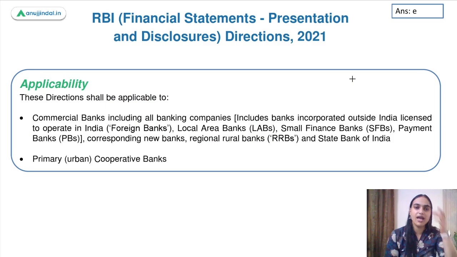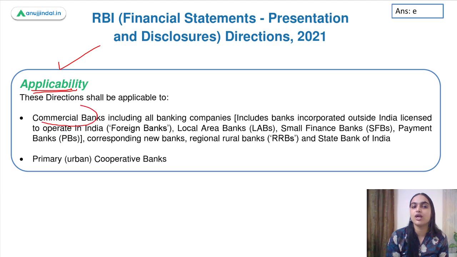So RBI has recently come up with these Disclosure in Financial Statements – Presentation and Disclosure Directions, 2021. Now talking about their applicability, kin entities pe directions applicable hai? So they are applicable to your commercial banks. So this will include all banking companies. Jisme kya kya aa jayega?